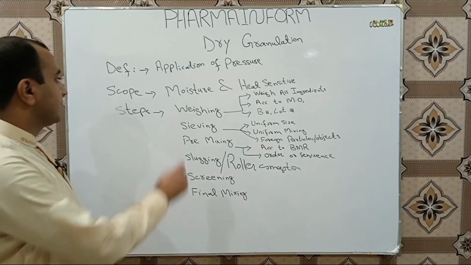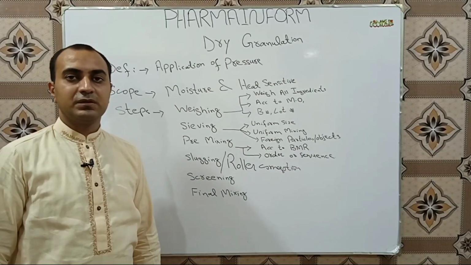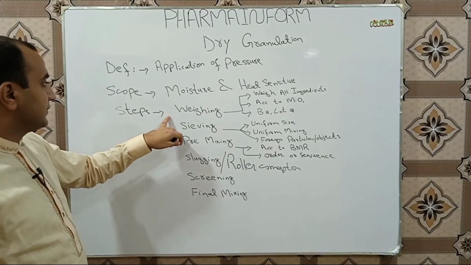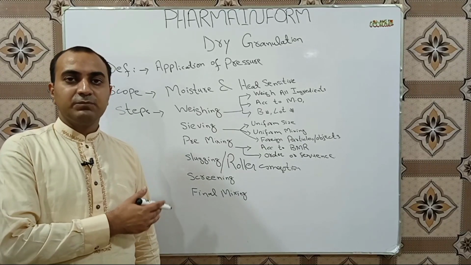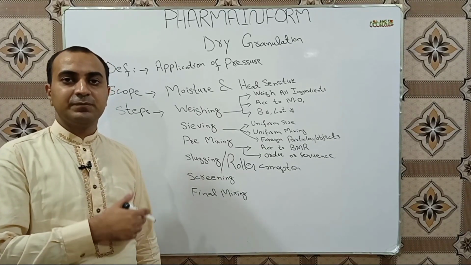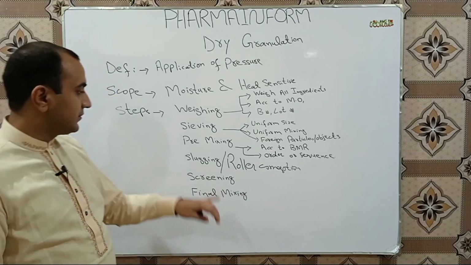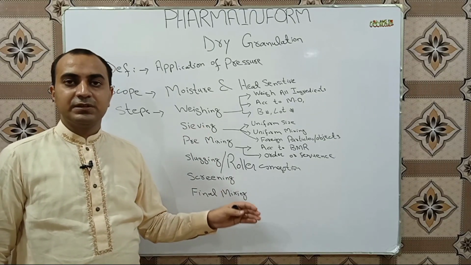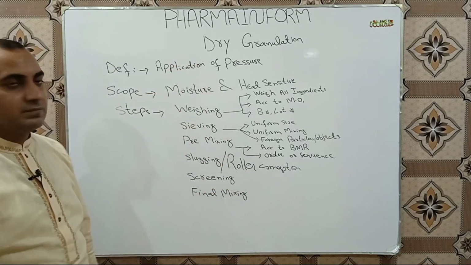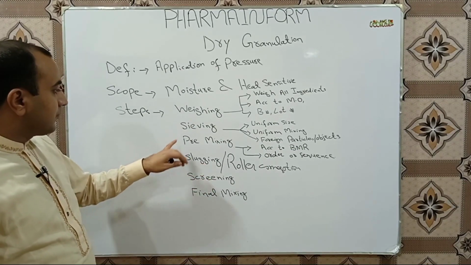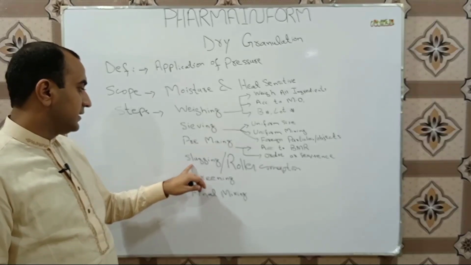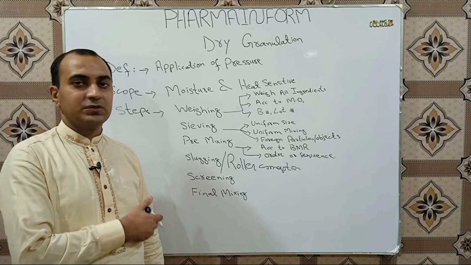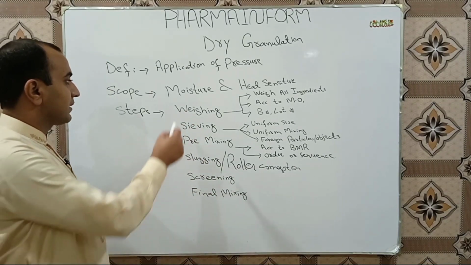In the next step we will discuss the steps of dry granulation. As we discussed the steps of wet granulation, here we will discuss the steps of dry granulation. Usually most of the steps in dry granulation are the same as in wet granulation. A key difference is that we do not use the kneading method, wet sieving method and drying method in the dry granulation procedure. Apart from those steps we use the slugging or roller compaction step in dry granulation. So we will discuss briefly.